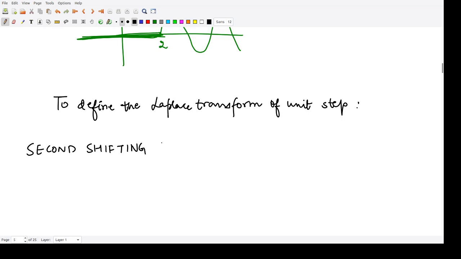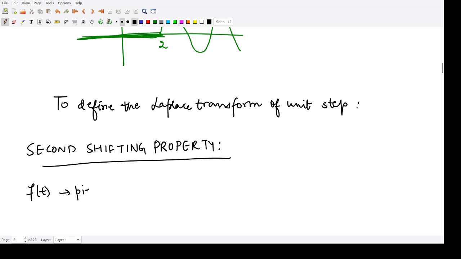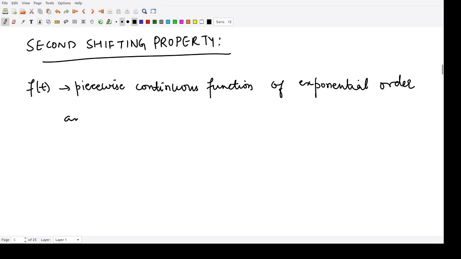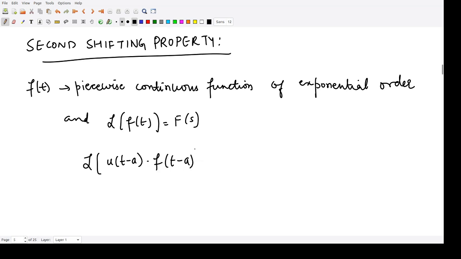Now this is an important topic. It says that if f(t) is a given piecewise continuous function of exponential order, and the Laplace transform of f(t) is given to be capital F(s), then the Laplace transform of u(t minus a) times f(t minus a), you could call this g also, is e to the power minus as into capital F(s).